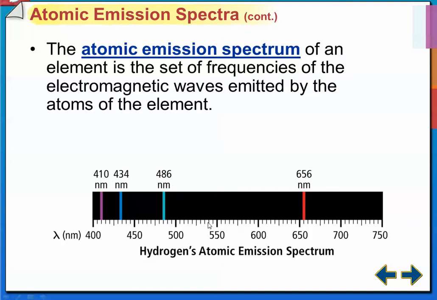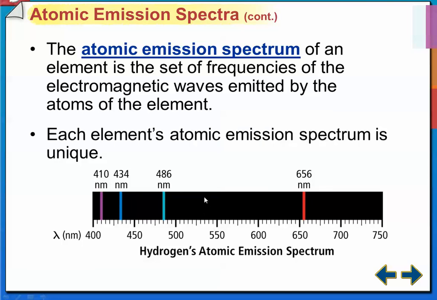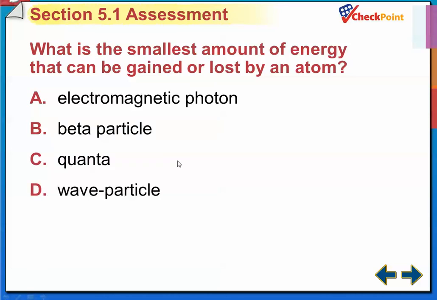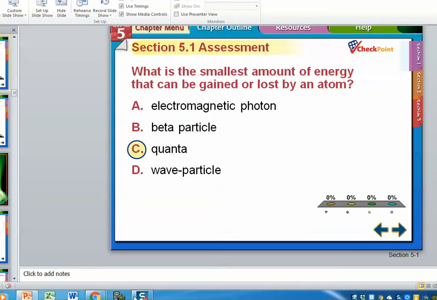The atomic emission spectrum of an element is the set of frequencies of the EM waves emitted by the atoms of the element. So you can tell what atom it is by its atomic emission spectrum. This is hydrogen. Each element is unique; its atomic emission spectrum is unique. Okay, so you probably had to pause that to get the notes down, but that's all we've got for now.